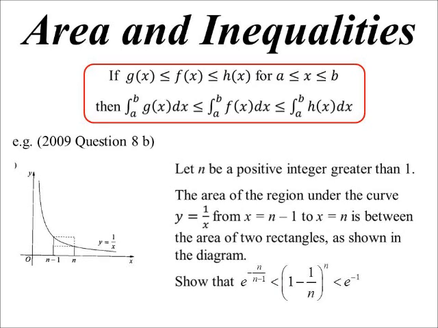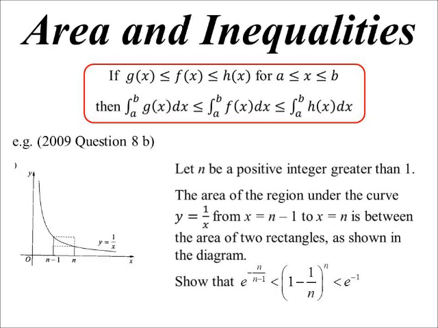It's y equals 1 on x. n is going to be a positive integer greater than 1. So they've told us the area of the region from n minus 1 to n, there it is. And we're going to estimate it by areas between rectangles, and they've drawn in two rectangles there.